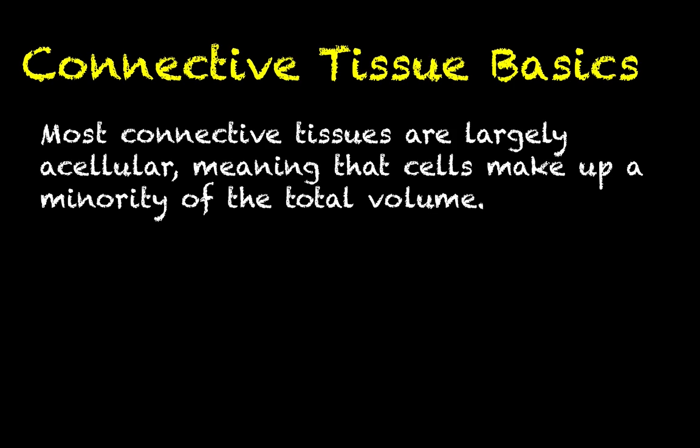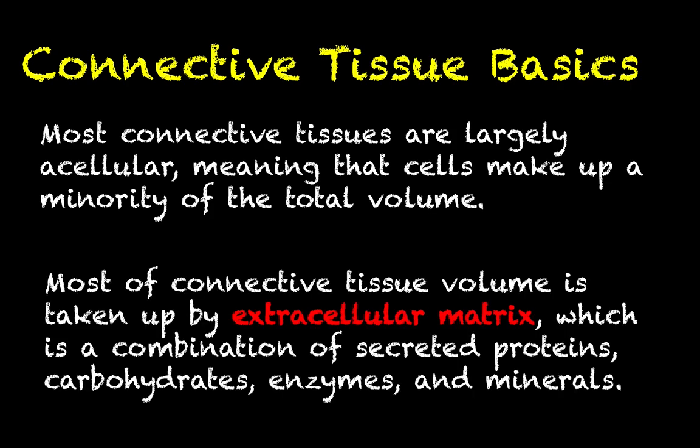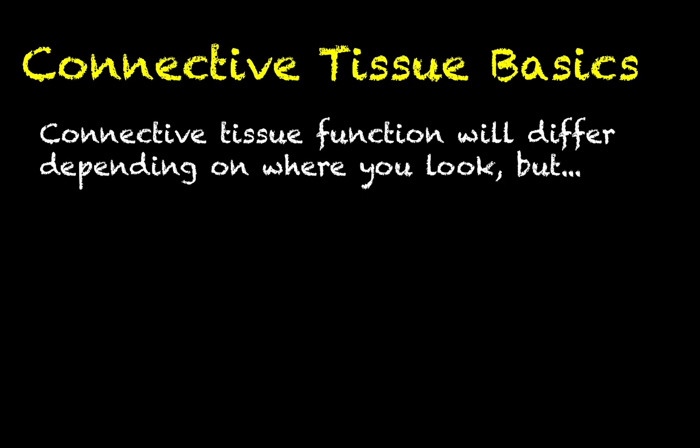So if cells don't make up most of the volume of the tissue, what does? The thing that actually makes up most of the volume here is what is called the extracellular matrix. The extracellular matrix not only comprises a lot of extracellular fluid, but also a lot of secreted proteins, carbohydrates, enzymes, and minerals that are secreted by cells in the extracellular matrix of the connective tissue to help maintain an environment that promotes what the connective tissue does. And what it does is something that we'll touch on as we go through here.